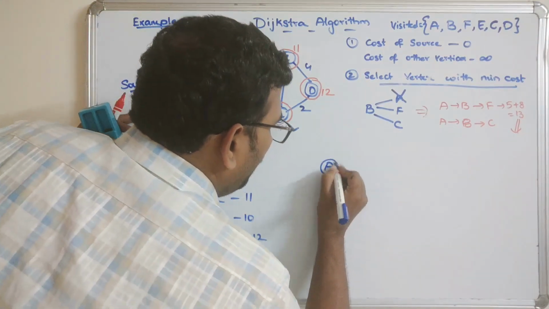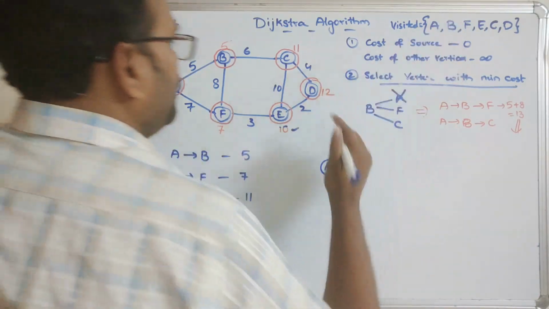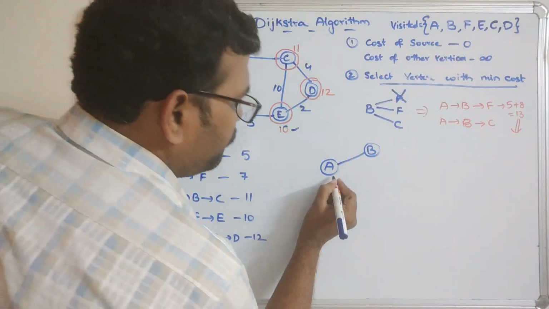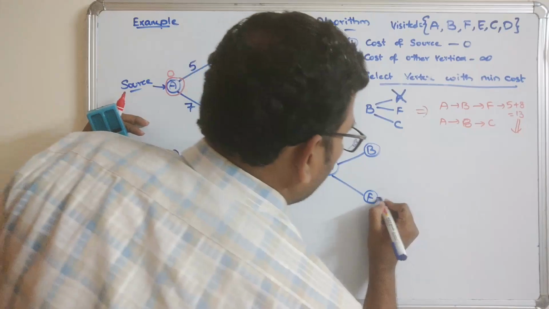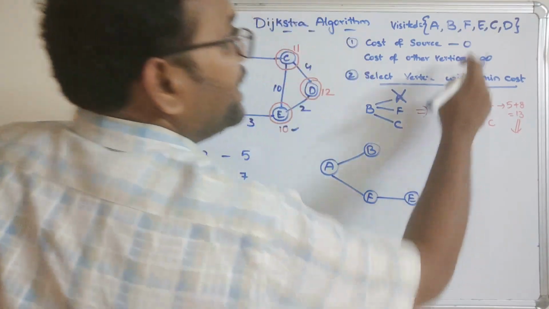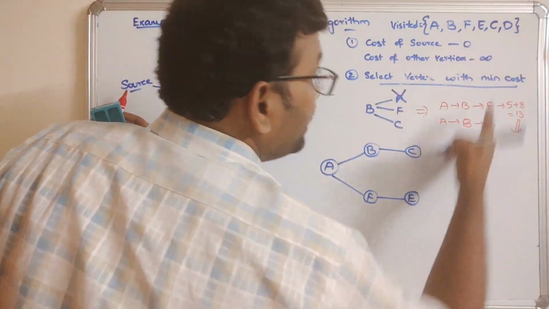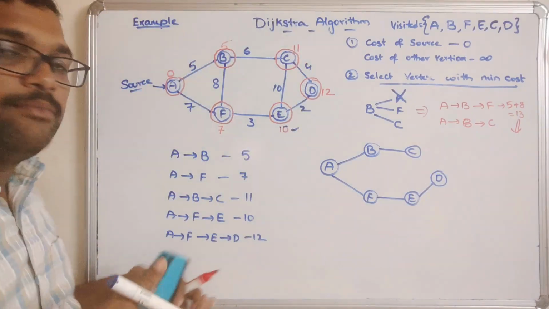So you can apply here. First step A, so it is visited, and after that B. Next it is F. Next visited is E. Next visited is C. Next visited is D through E. So this becomes a tree.